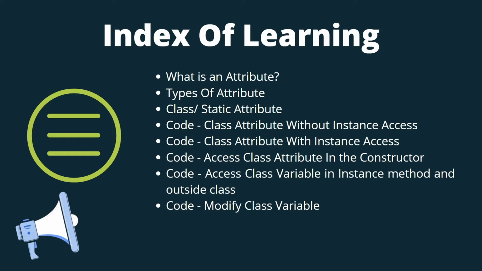Then in the coding section we are going to see how we can access class attribute without an instance, class attribute with instance, access class attribute in a constructor, access class variable or attribute in instance method and outside a class, and at last we are going to see how we can modify class variable or attribute.